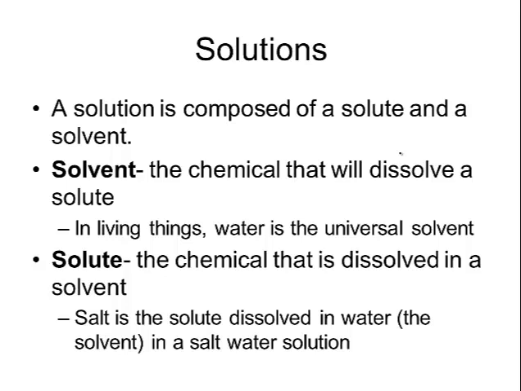So remember, a solution is a mixture of two things called a solute and a solvent. The solvent is the molecule that is going to dissolve something called the solute. In living things, water is the universal solvent. Remember, we are 70% water. That's because all the chemicals and the reactions that happen in our body happen in water. It's really good at dissolving stuff. The solute is the chemical that is going to get dissolved into the solvent. So for example, if you were making salt water, salt is a solute that gets dissolved in the solvent. Okay, so those two terms we're going to use, especially the word solute.